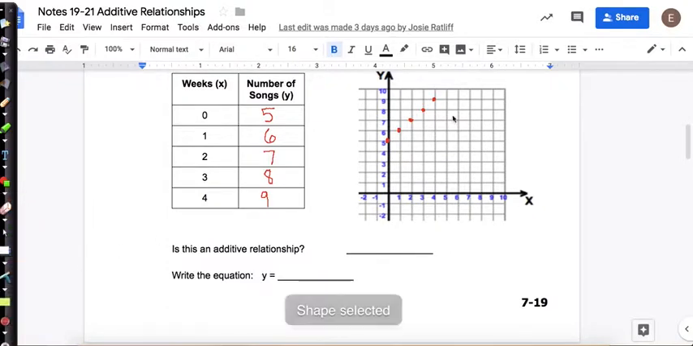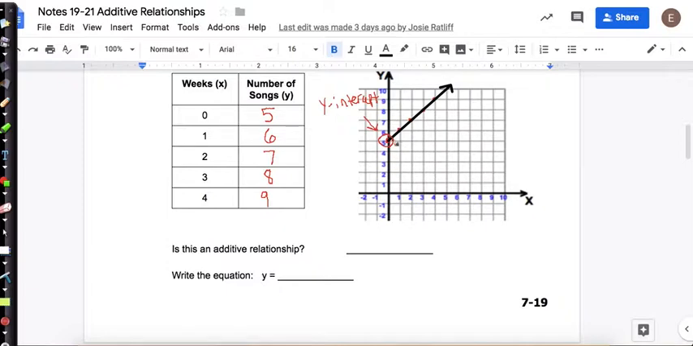we've talked about this before. When it starts here like this, we're not going to have negative songs or negative weeks. So we just put the arrow on this end. And I want you to circle this because this is what? The y-intercept. That's where it crosses the y-axis or touches the y-axis. So y-intercept. Okay.